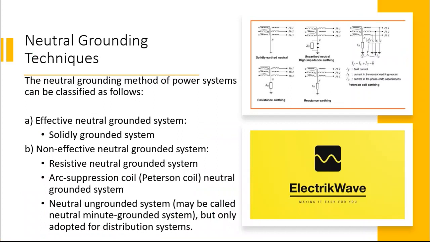The neutral grounding method of power systems can be classified as follows. A. Effective neutral grounded system: solidly grounded system. B. Non-effective neutral grounded system: resistive neutral grounded system; arc-suppression coil, Peterson coil, neutral grounded system; neutral ungrounded system, which may be called neutral minute grounded system, but is only adopted for distribution systems.